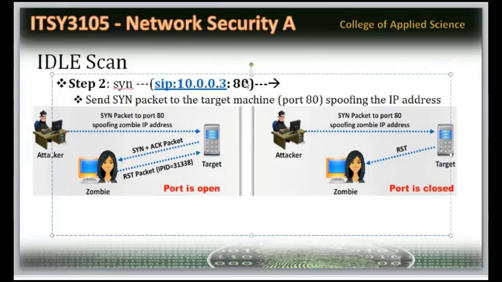Now the target machine is going to give the sync plus acknowledgement. But where will the sync and acknowledgement go? It will go to 10.0.0.3 only. That means it is going to the zombie. Now, again, the zombie is confused. What is this? I'm getting an acknowledgement and sync.